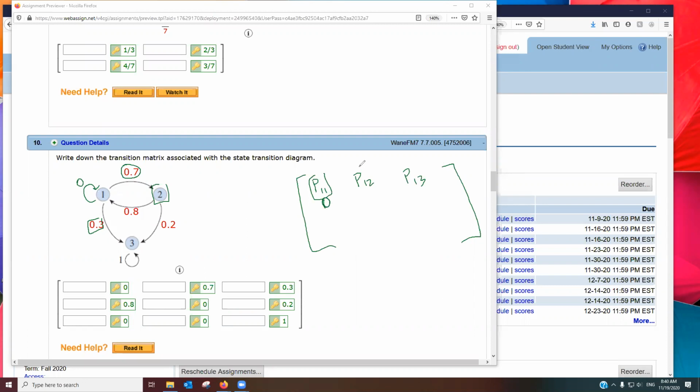All right, let me do P sub 12. That's the probability of going from state 1 to state 2. You can see that's 0.7. And what about P sub 13? That's the probability of going from state 1 to state 3, and I can see that's 0.3. All right, so that should let you fill in the row here. And it can even get more complicated.